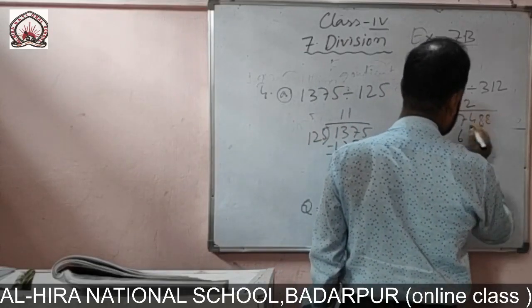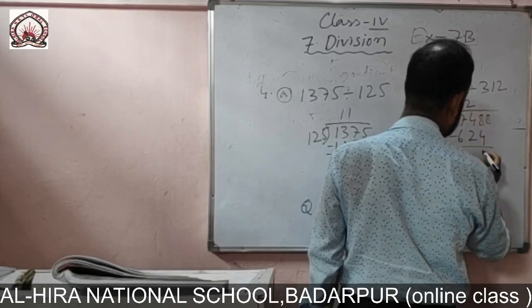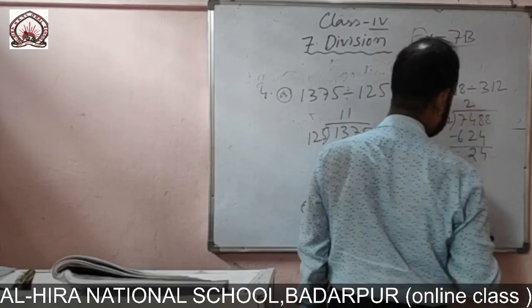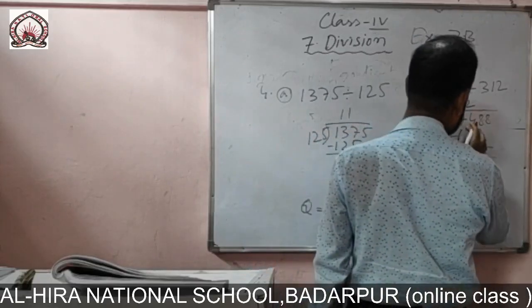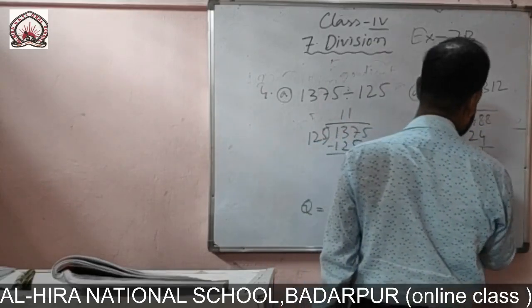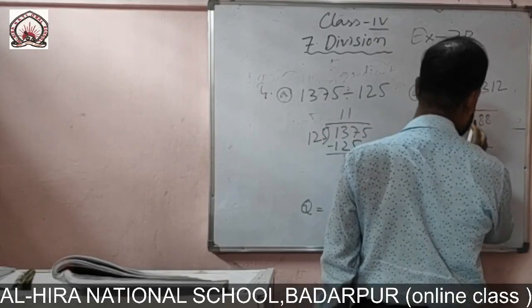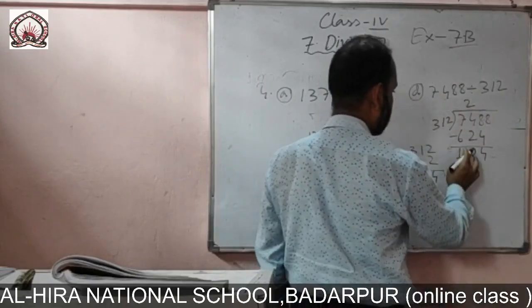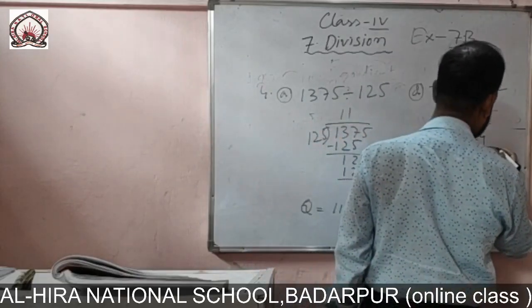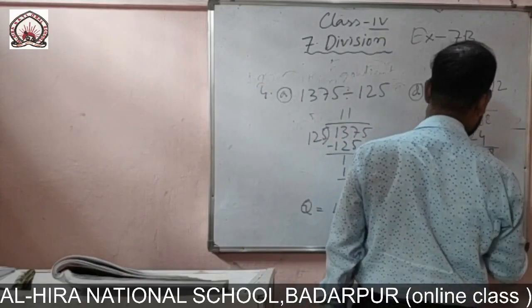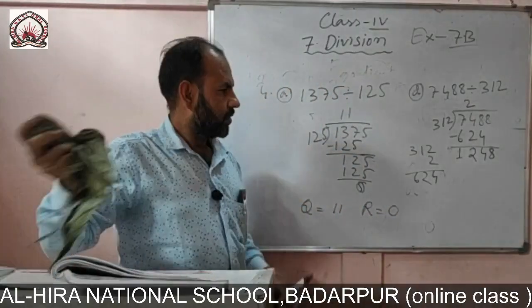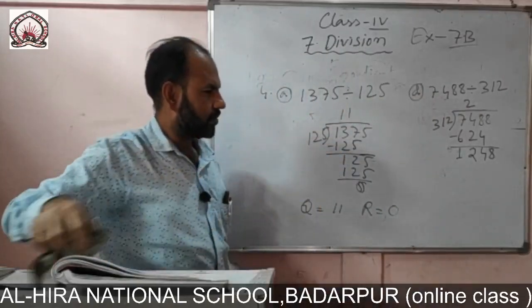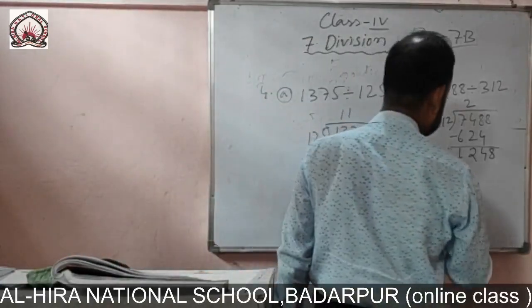Then 624. There 8 minus 4 is equal to 4, 2 minus 2 is equal to 2, and 7 minus 6 is equal to 1. Now take down 8. Now here 1248.